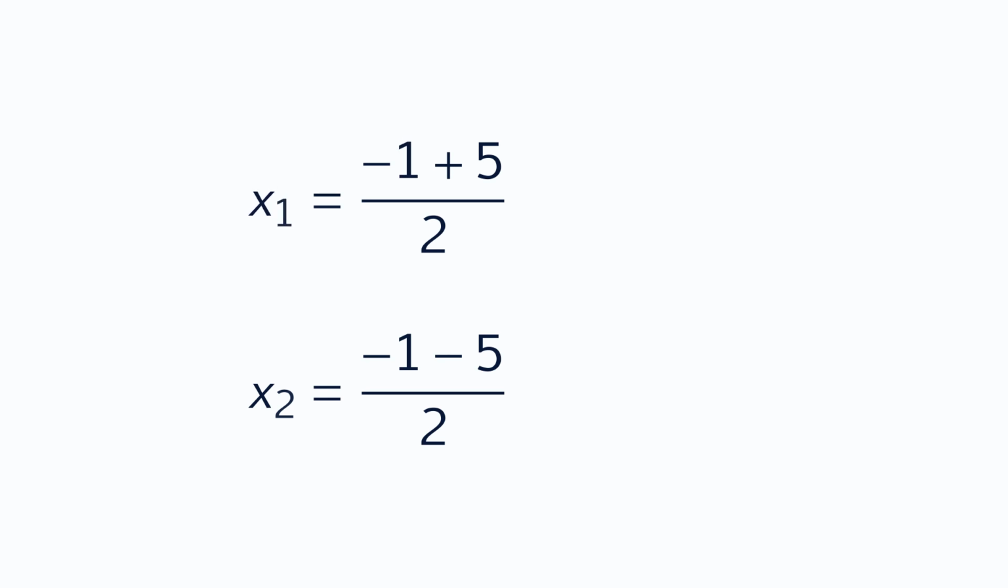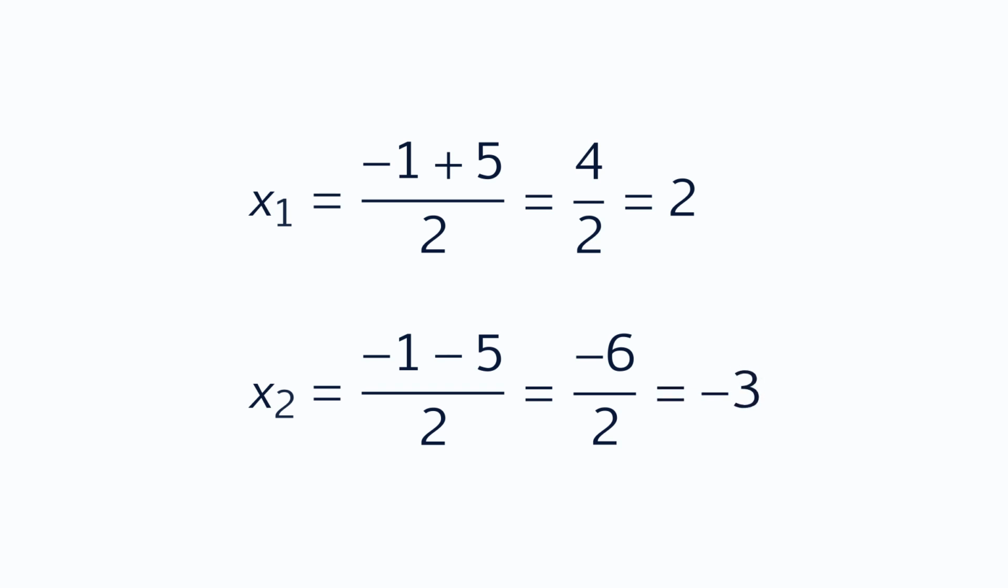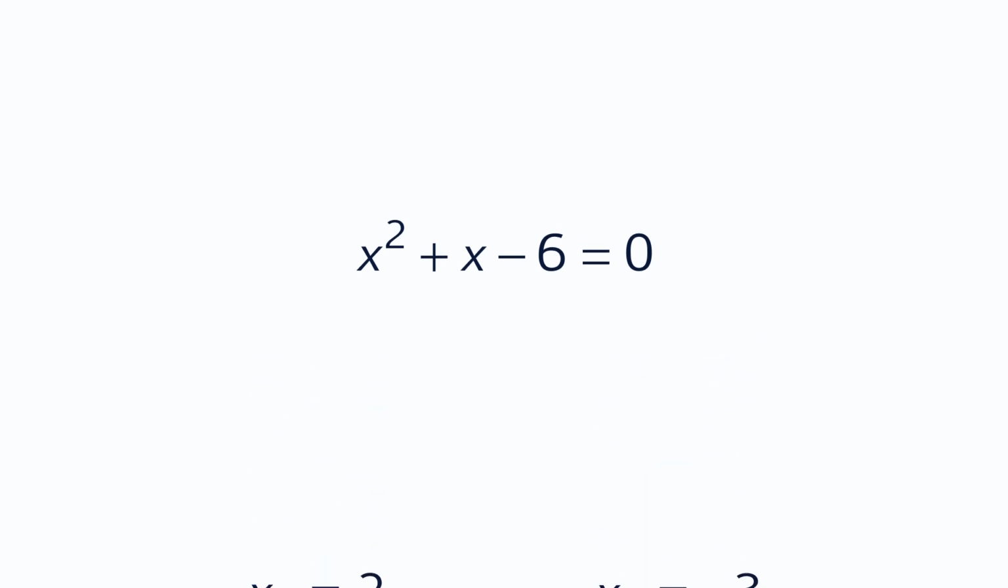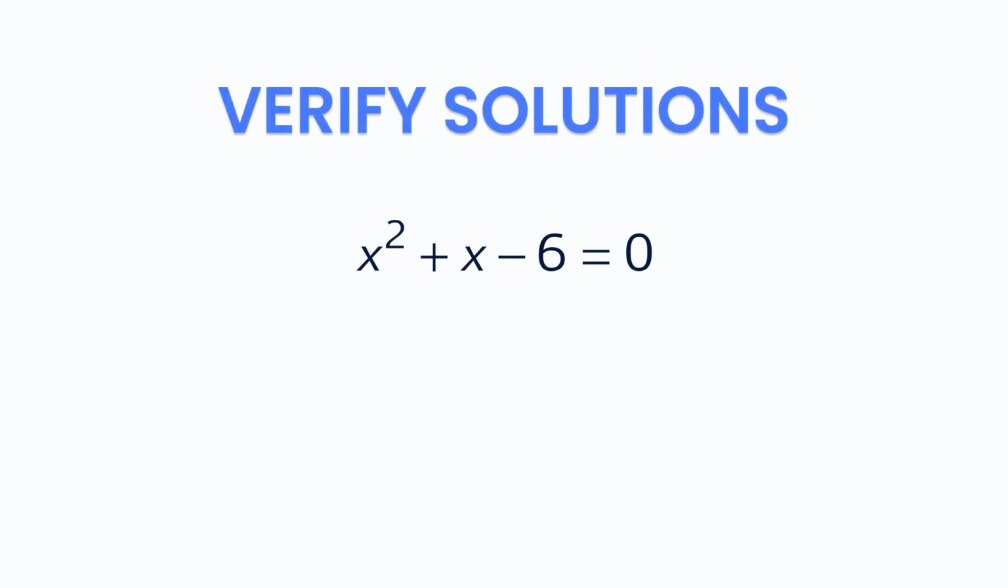x1 equals minus 1 plus 5 divided by 2, which is 4 divided by 2, or 2. And x2 equals minus 1 minus 5 divided by 2, or minus 6 divided by 2, which equals minus 3. There you go! The solutions for x squared plus x minus 6 equals 0 are x1 equals 2 and x2 equals minus 3. You should always verify your solutions.